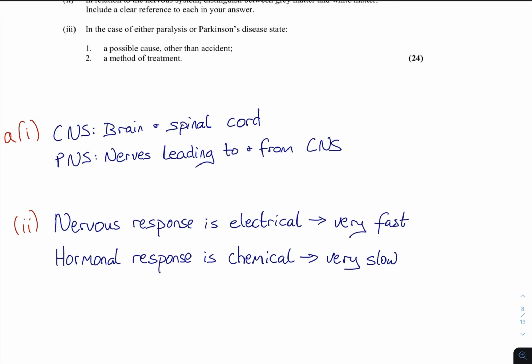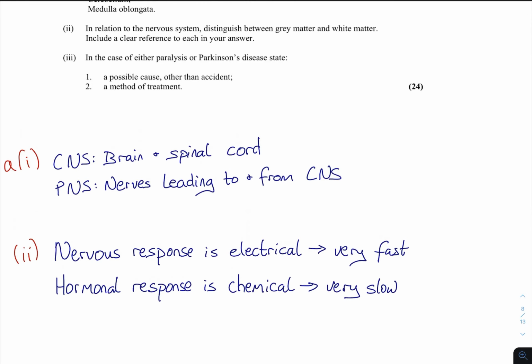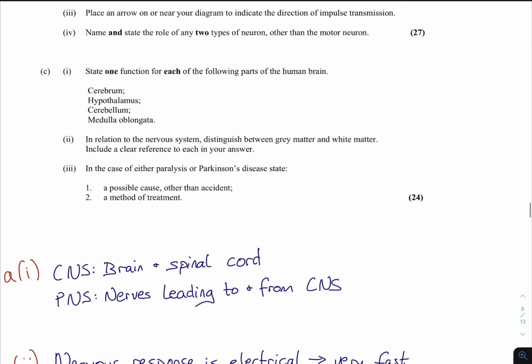You learn it off. So you're asked the difference between a hormonal response and a nervous response. There's quite a few differences. I suppose a nervous response is electrical. Hormonal is chemical. The electrical responses are very fast acting. Hormonal is very slow acting. You could argue that the nervous response is localized, whereas a hormonal response is widespread. Hormonal response is long-lasting, whereas nervous response is short-lasting. So quite a few there, you could say.